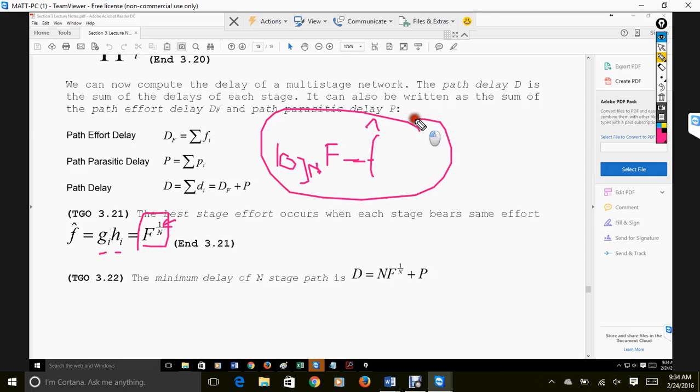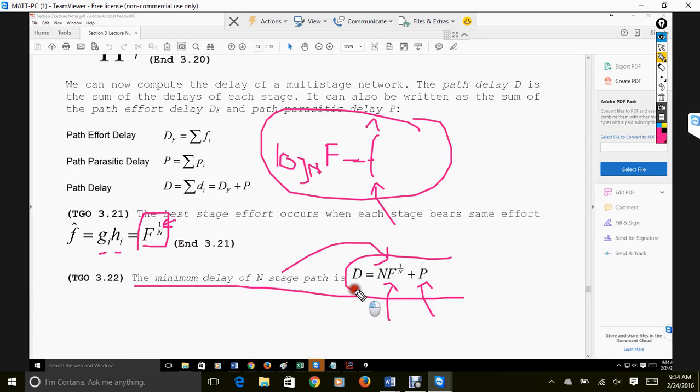So you would adjust your input and output capacitances if you're trying to figure out this best stage effort. And then you can find the minimum delay by multiplying the number of stages times your best stage effort plus the parasitic delay of your device, which is equal to your minimum delay. That's why we call it best stage effort, because if it's not the best stage effort, you're going to have stages bearing different efforts. And as a result, that's going to slow you down.